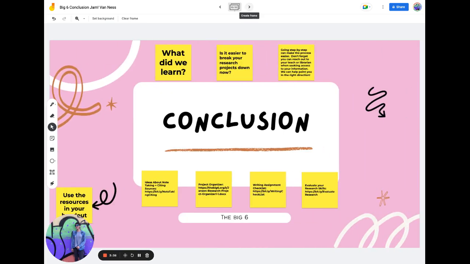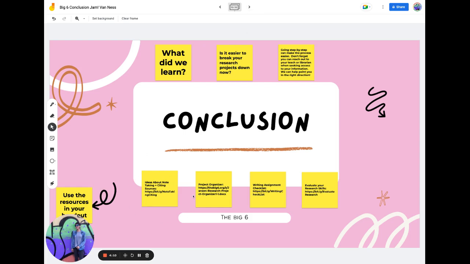In conclusion, so what did we learn? 1, definitely use those resources in your handout. I just want to ask you the question, is it easier to navigate your research and break your projects down now? It's really a great tool that helps you navigate all of your resources. Going step by step can make this process easier. And don't forget, you can always reach out to your teacher or librarian when you're looking for access to your information. We can point you in the right direction.